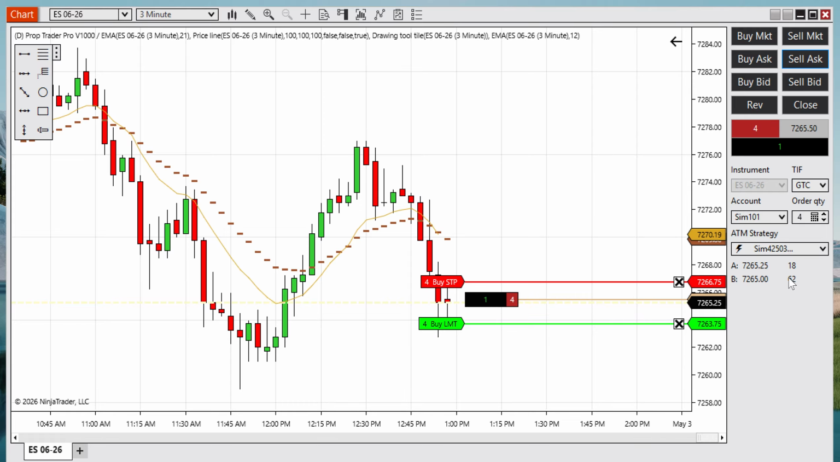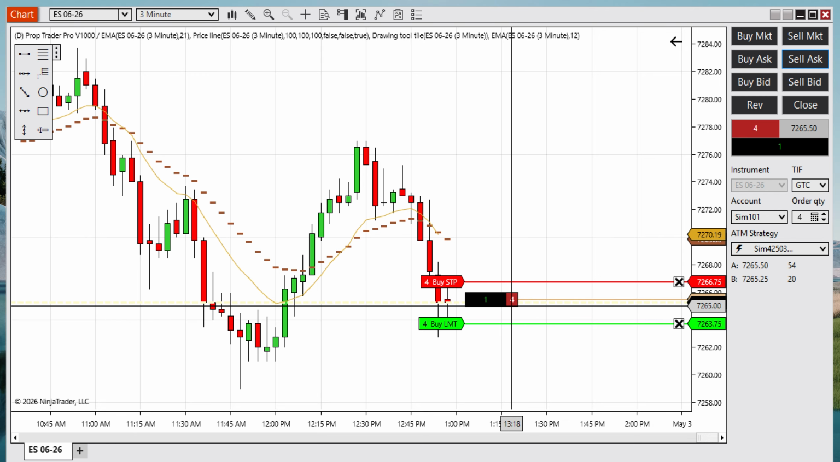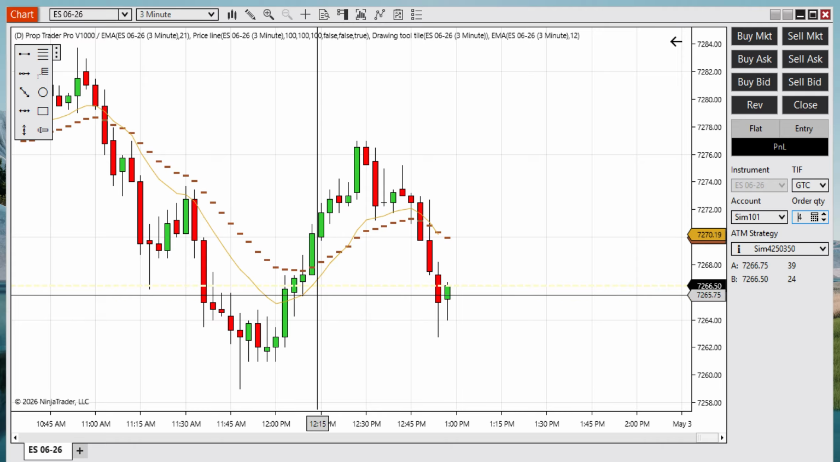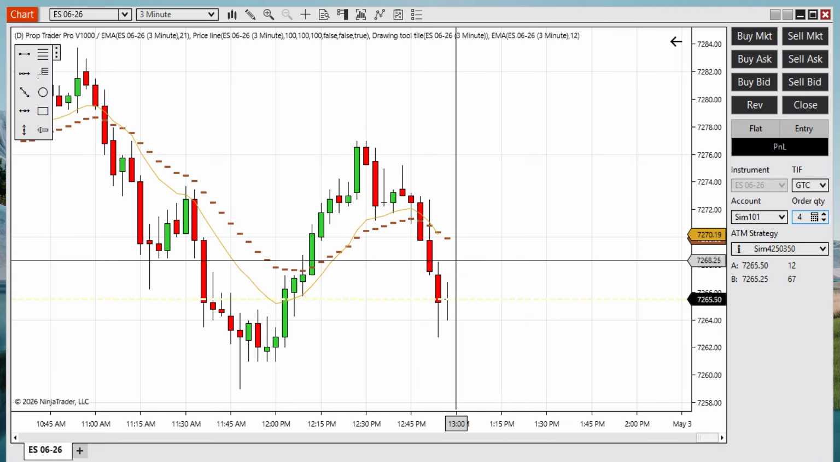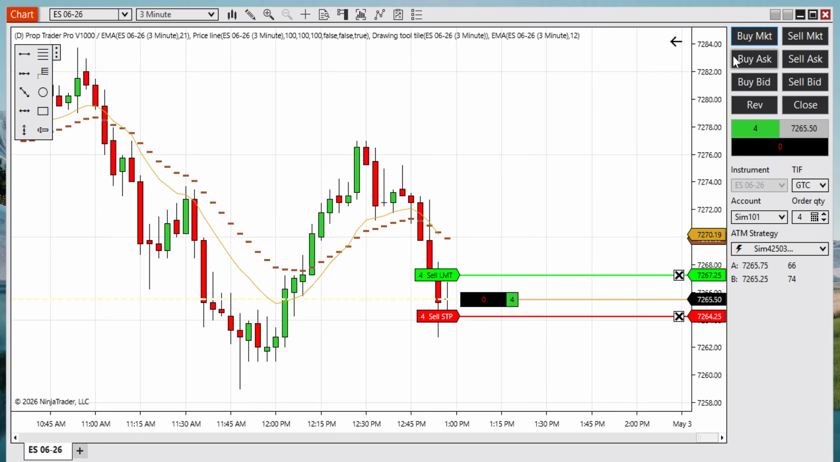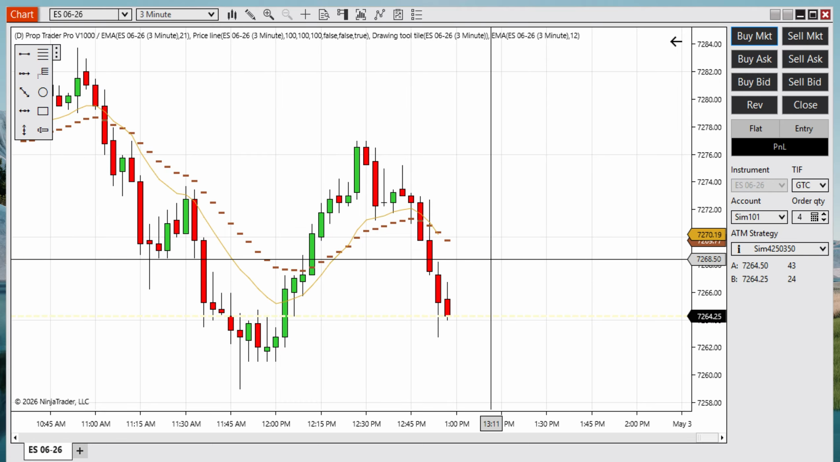Remember, we have taken 4 contracts. If we had taken 1 contract, then we would have had much more time. Okay, let's say it reverses again. Let's say it's going to go up now. So now let's say I want to buy a buy market. Now I'm going in the opposite direction.